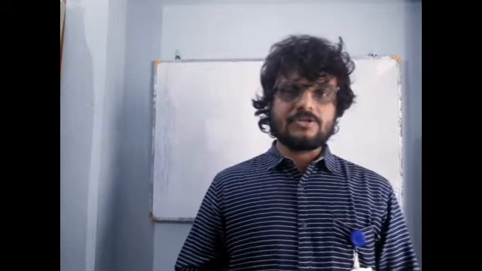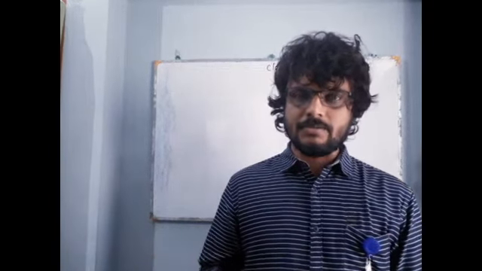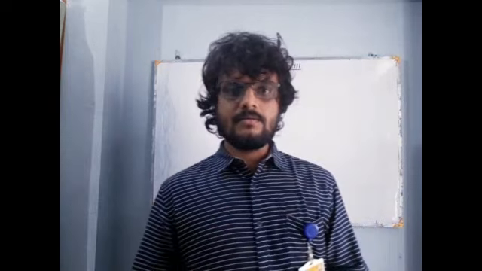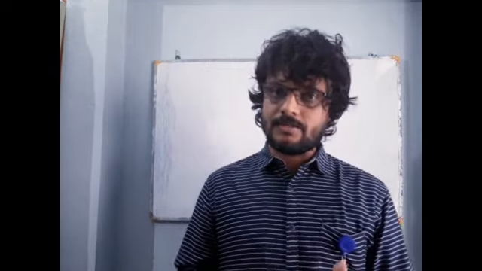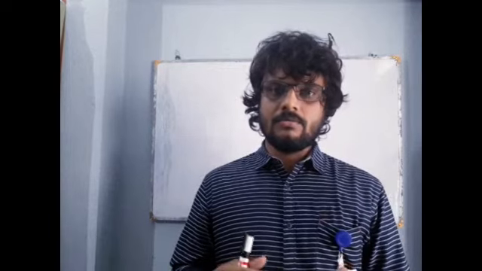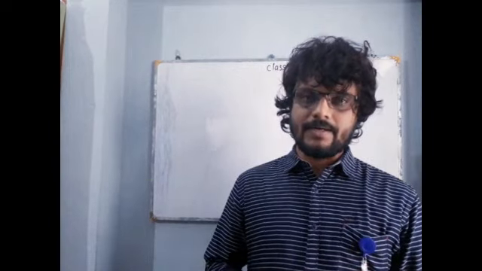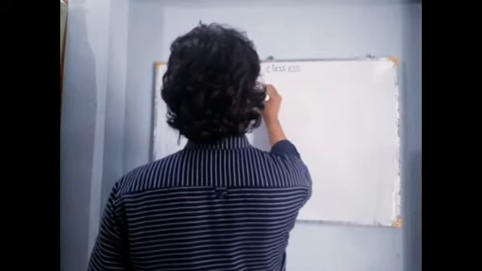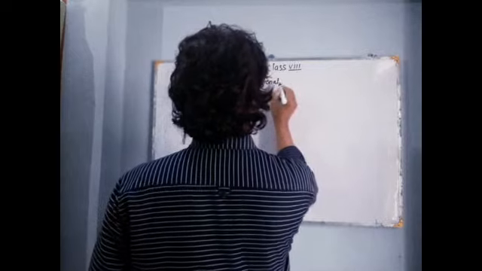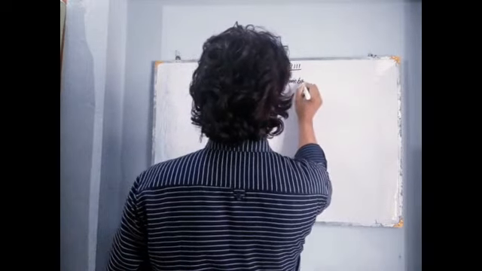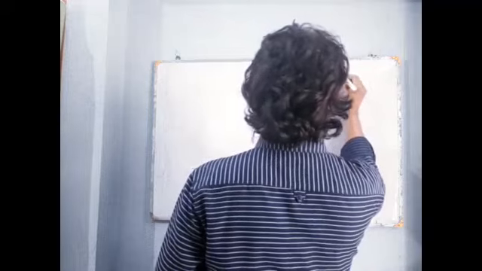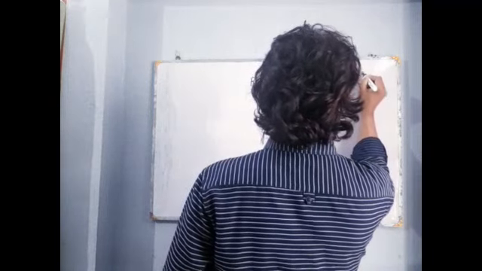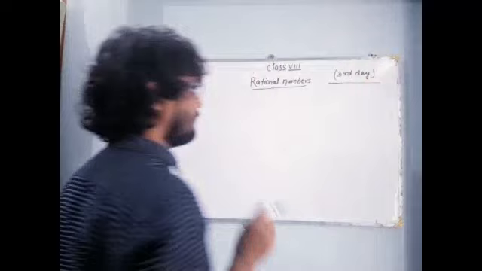Students, I'm teaching you rational numbers, in which I have taught three properties of multiplication of rational numbers: closure property, commutative law, and associative law. Now I'm going to the next properties. Class 8, third chapter is rational numbers. It is the third day today with this chapter. Got it?